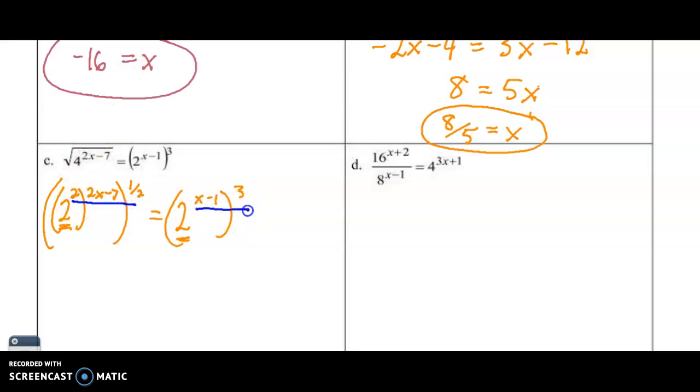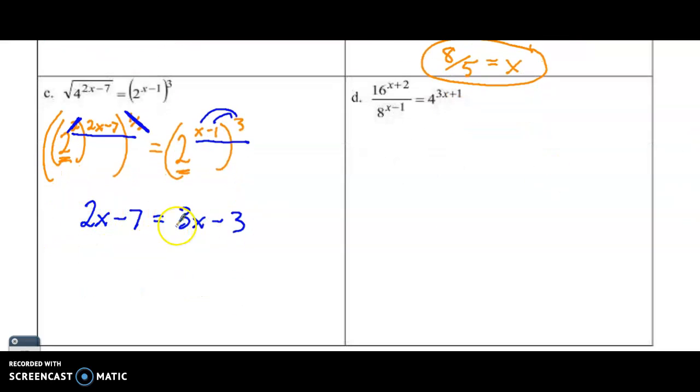And as I'm looking at my exponents, multiplying by 2 and then later multiplying by 1/2 will cancel each other out. So I'm looking at 2x minus 7 is equal to, after I distribute this in, 3x minus 3. So as I solve this and I subtract 2x to the right side, I get x over here, and I add 3 to the left side, negative 7 plus 3 gives me negative 4.